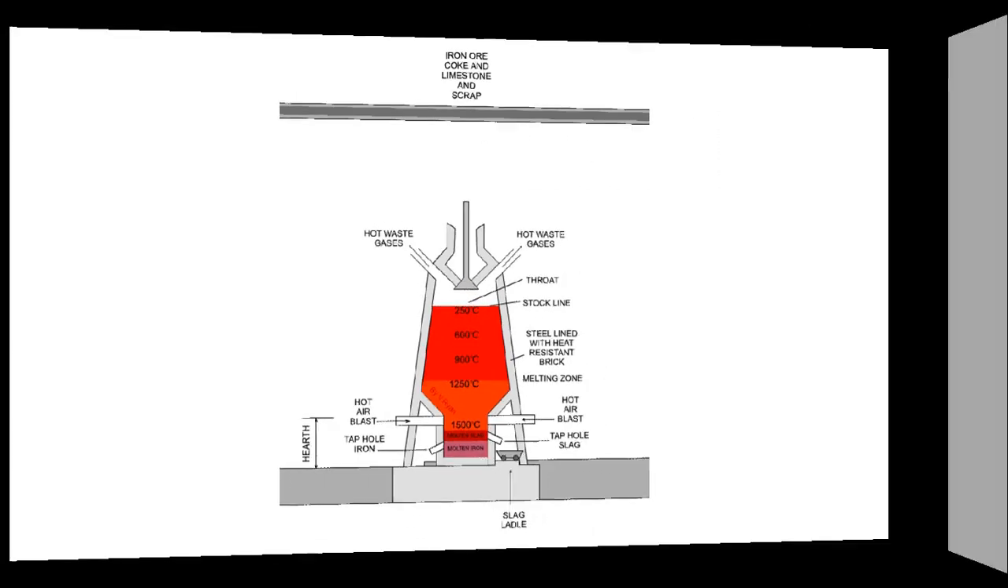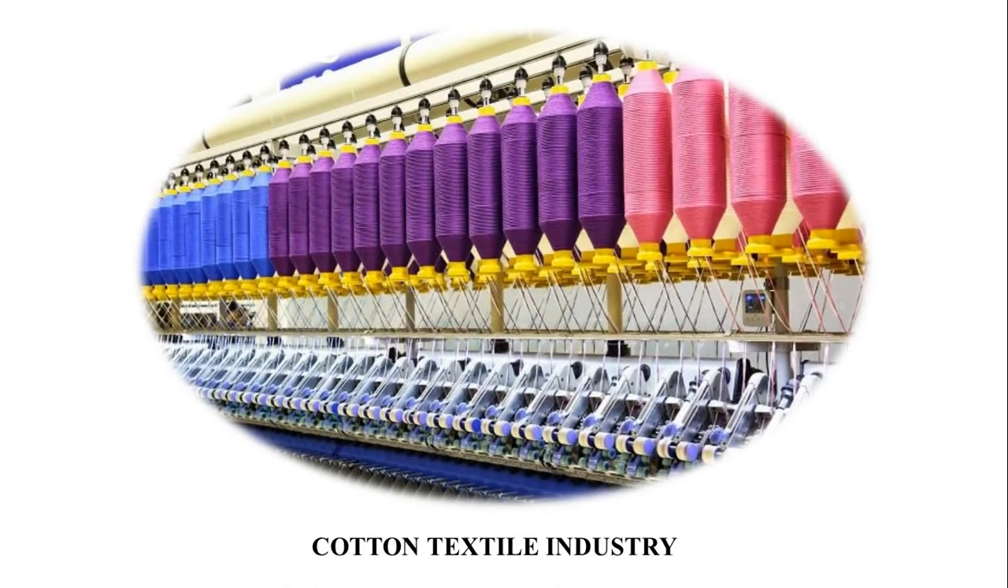Next comes the cotton textile industry. The cotton textile industry is one of the oldest and largest agro-based industries. It uses both natural and human-made fibers. Natural fibers are cotton, silk, wool, linen and jute, while human-made fibers are nylon, polyester and rayon.